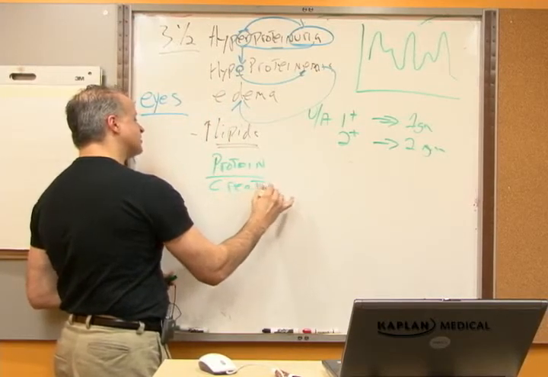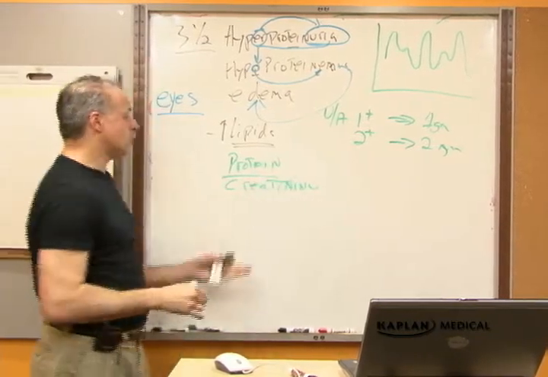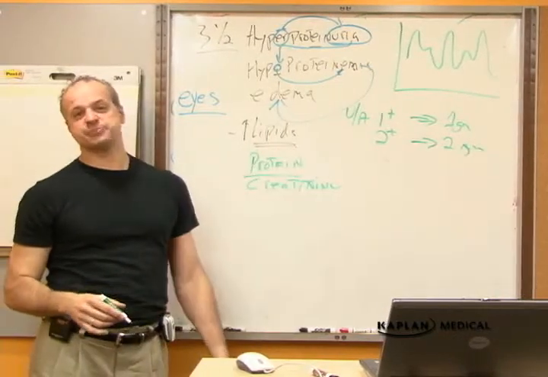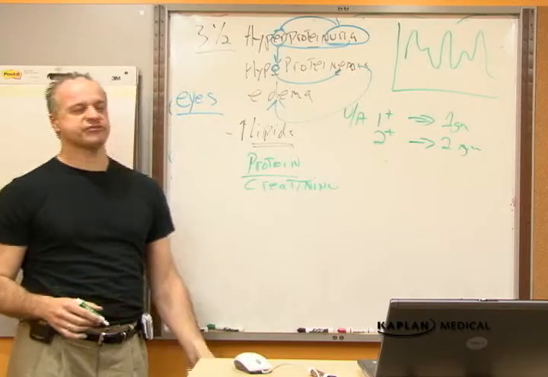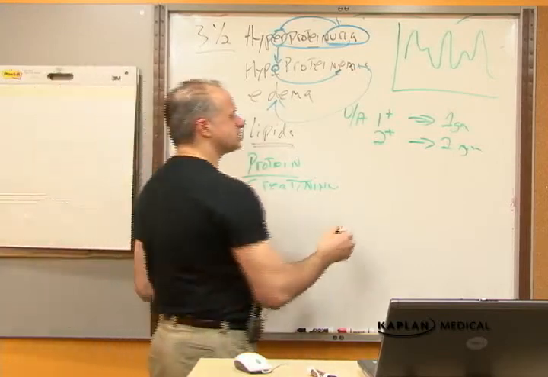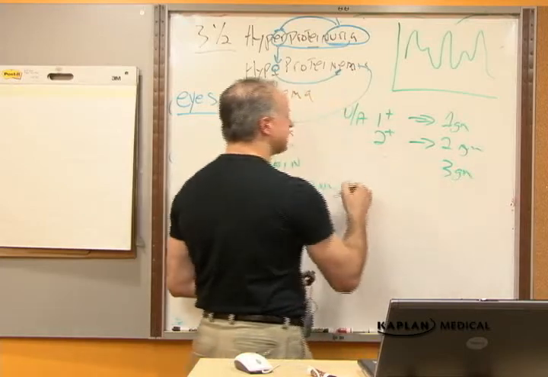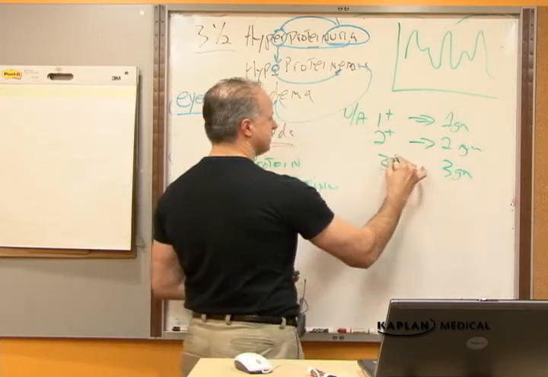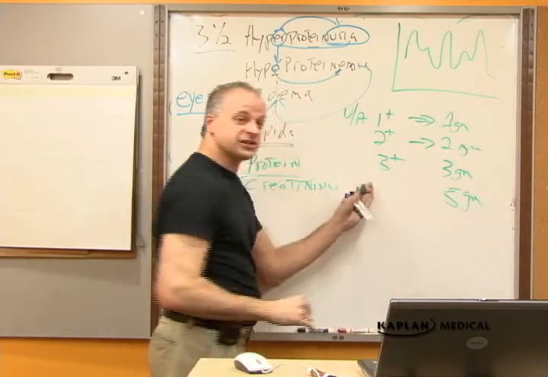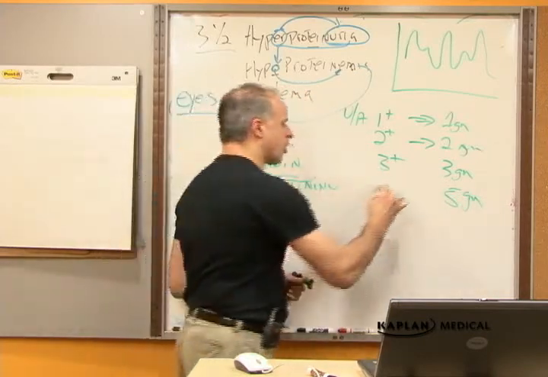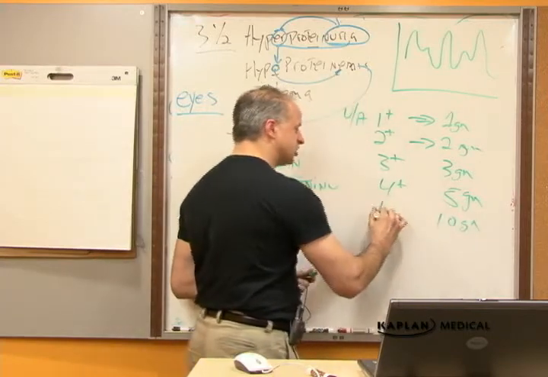If you have a protein to creatinine ratio of 3 to 1, you have 3 grams of protein per 24 hours. A protein creatinine ratio of 2 to 1, you have 2 grams per 24 hours. Nephrotic range proteinuria. If you had 3 grams of protein, what do you think you get on a urinalysis? 3+. What if you had 5 grams of protein? What would you get on a urinalysis? 4+. What if you had 10 grams of protein? What would you get in the urinalysis?